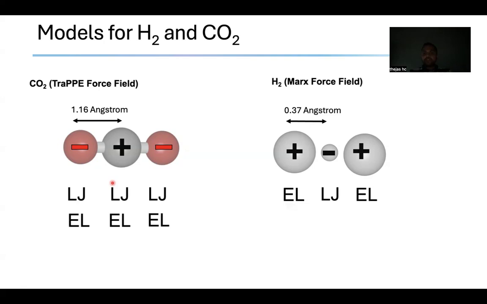In the previous video, I did not show you the geometry and the topology of the molecules of CO2 and hydrogen. Thus, before we begin this demonstration, let us first have a look at the two different molecules.